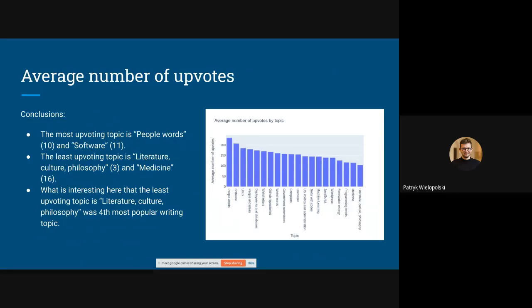The next thing is the average number of upvotes. There's probably no surprise that the people words topic, the things connected to what people say, is on top. What is interesting is that literature, culture, and philosophy is the least upvoted topic, but it was the fourth most popular writing topic.